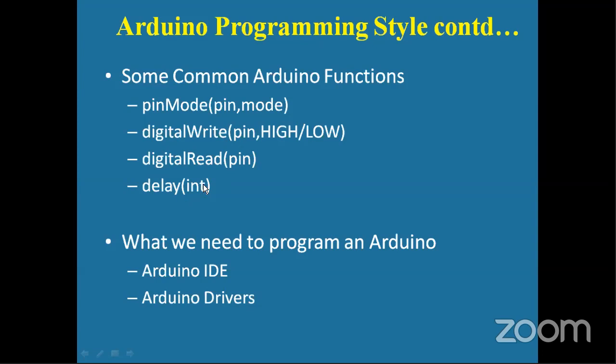Then we have a delay function which will cause a delay of so many milliseconds. 1000 milliseconds is equal to 1 second. 5000 milliseconds is equal to 5 seconds, and so on. What do we need to program an Arduino? First of all, we need the Arduino IDE to type your program, and then you require Arduino drivers.